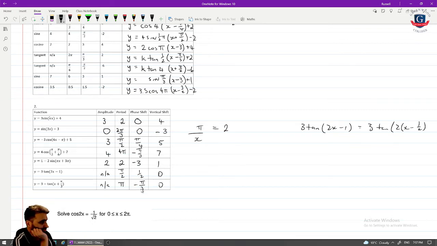So there we go. Check my answers quickly. 3, 2, 0, 4, 1, 2 pi on 3, 0, negative 3, 3 pi on 2, pi on 4, 5, 4 pi, negative pi on 3, 7, 2, 2, negative 3, 1, pi on 2, half, 0, pi, negative pi on 3. Oops.